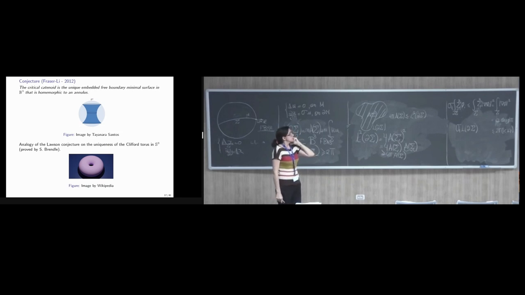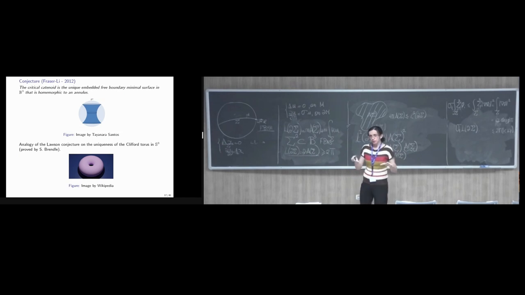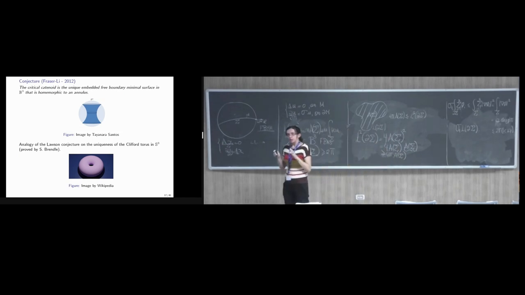Right. So remember that when I began to study free boundary minimal surfaces in the ball, there is some analogy with the problem of minimal surfaces in the sphere. Now I remember again the Lawson conjecture, which says the uniqueness of the Clifford torus in the sphere. And this conjecture was proved by Simon Brendle. Remember? So let's move on.